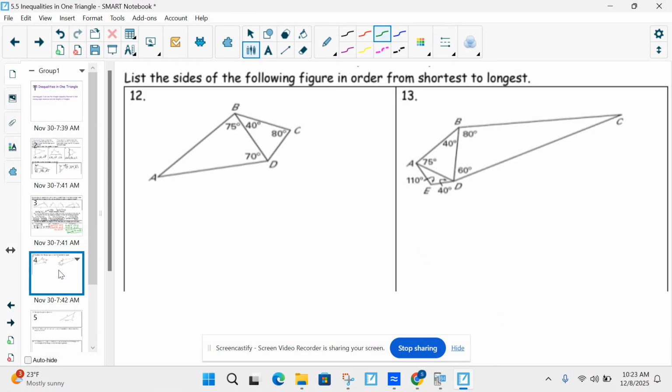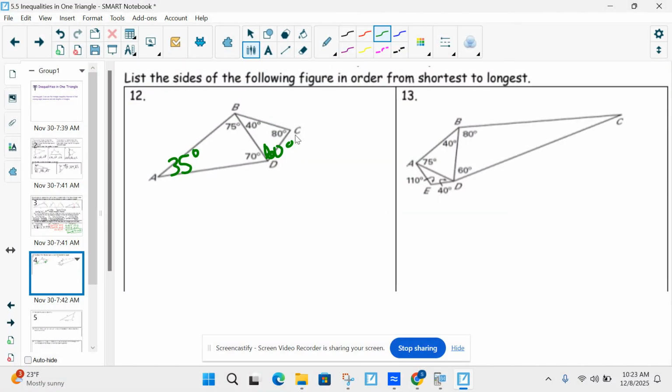All right, the next page has some examples where it says list the sides in order from shortest to longest. So angle A would be 35 degrees. If you subtract these two from 180, you would get 60 degrees for this angle. So within this triangle, the shortest side is BD, but that's the longest side of this triangle.